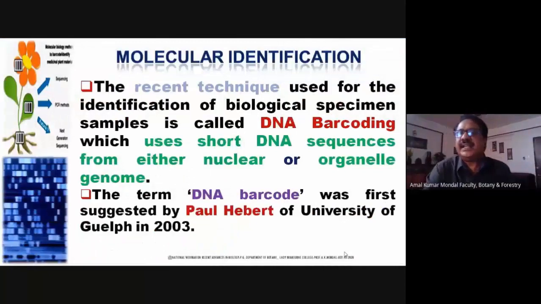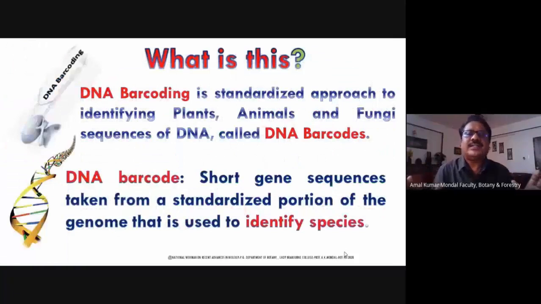The recent technique used for the identification of biological specimen samples is called DNA barcoding, which uses short DNA sequences from either nuclear or organelle genome. The term DNA barcode was first suggested by Paul Hebert of the University of Guelph in 2003. What actually is the definition of DNA barcoding? DNA barcoding is a standardized approach to identifying plants, animals, and fungi using sequences of DNA called DNA barcodes.